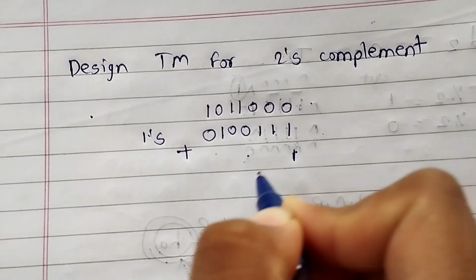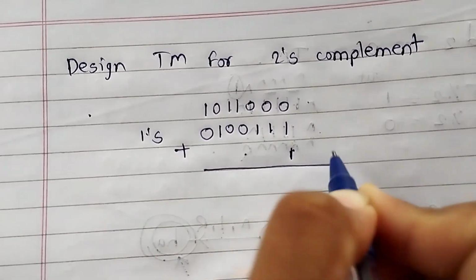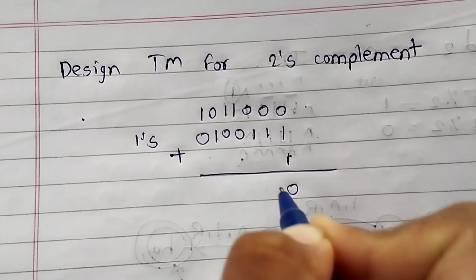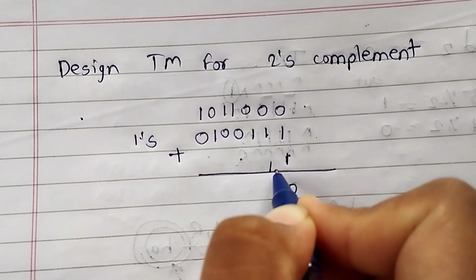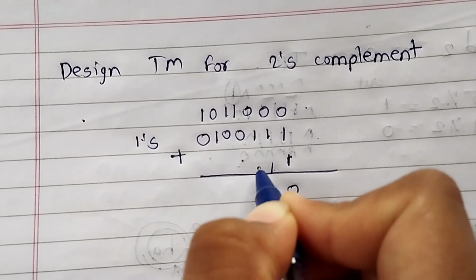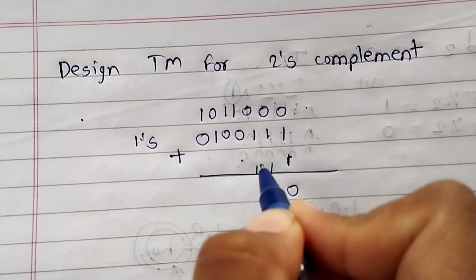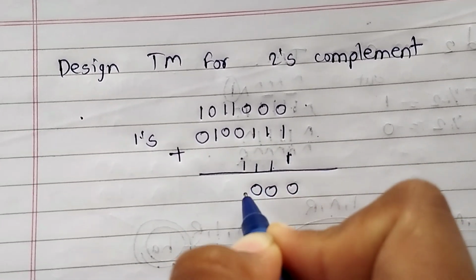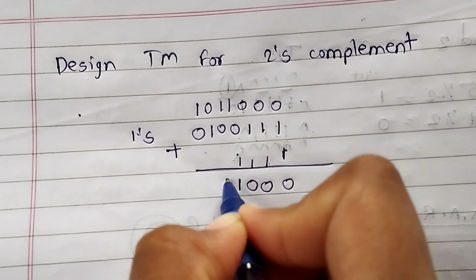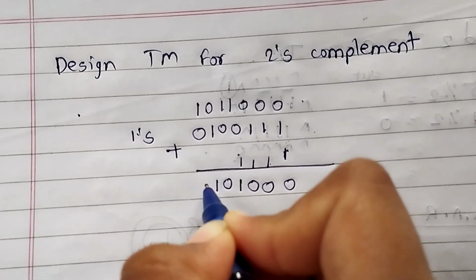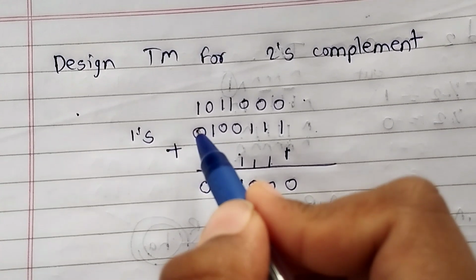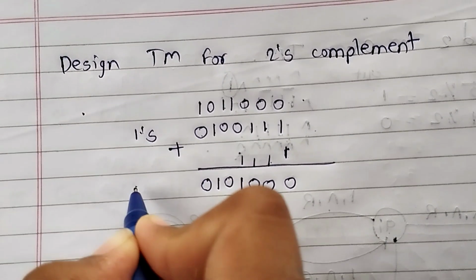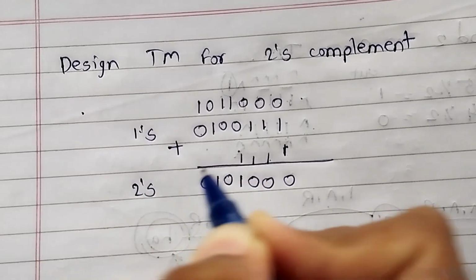Plus 1, add 1 in 1's complement. So that time what we do, this 1 plus 1 is 0 carry 1, then this 1 plus 1 is 0 carry 1, this 1 plus 1 is 0 carry 1, this 0 plus 1 is 1, then this 0, then this 1 as it is, and 0 as it is, this 0 as it is. So I hope all of you get the idea how we find out the 2's complement.